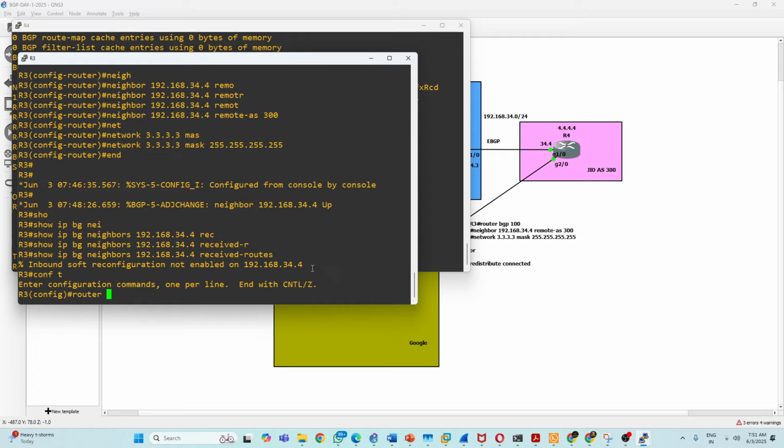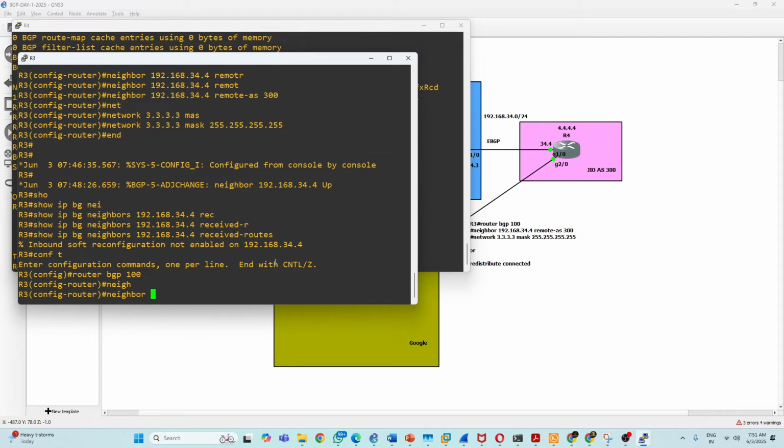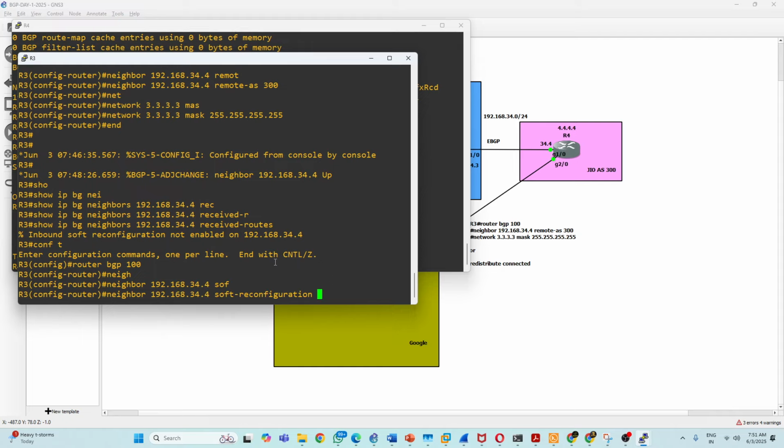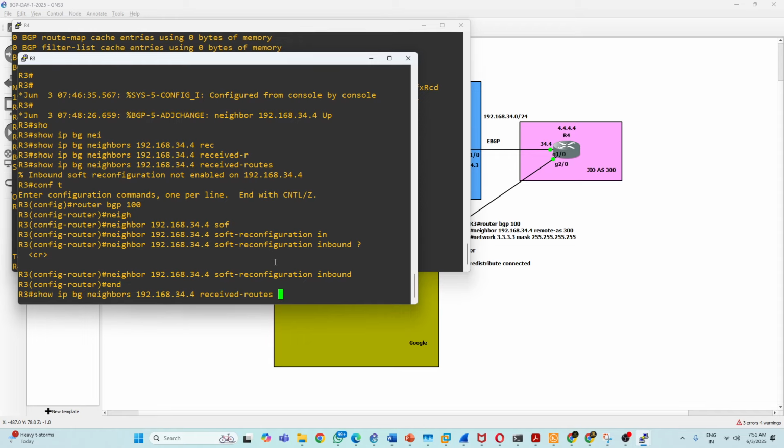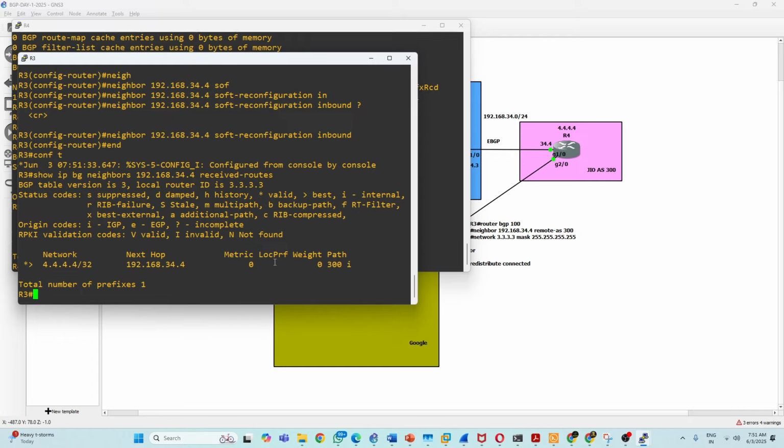Go to router BGP. It's 100, right? And what is the neighbor? 192.168.34.4, right? And what you need to do: soft-reconfiguration inbound. That's it. Now end. I think it will work. See, now received routes. I am receiving a route 4.4.4.4 from whom? 34.4. Guys, are you with me?